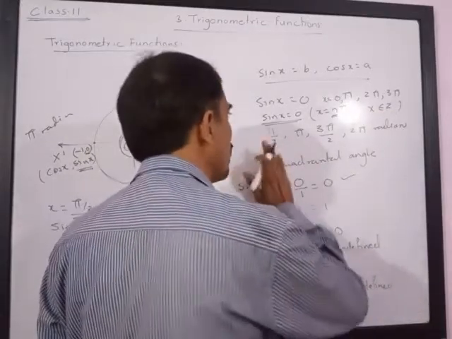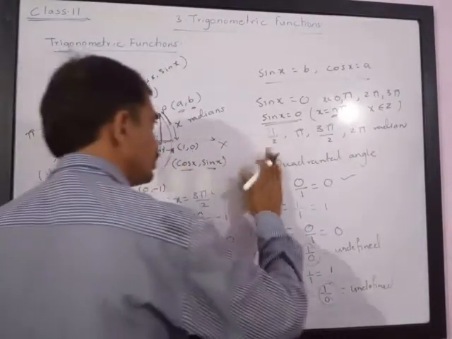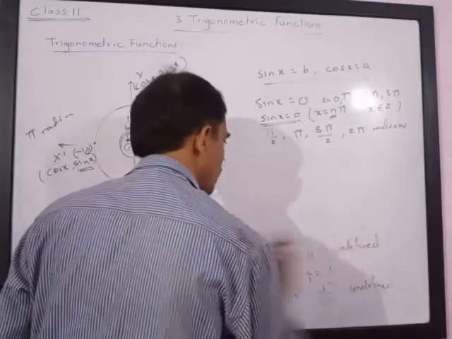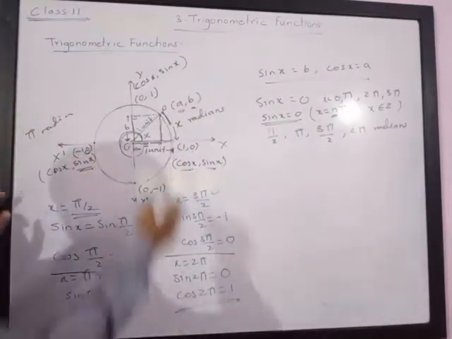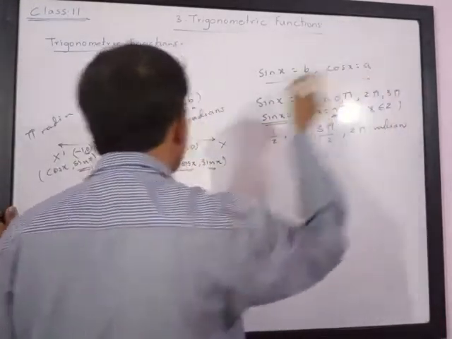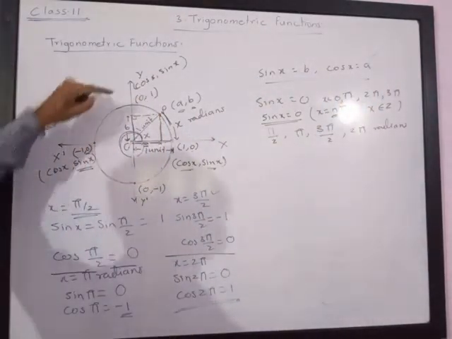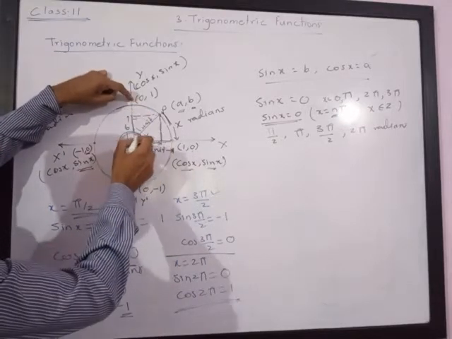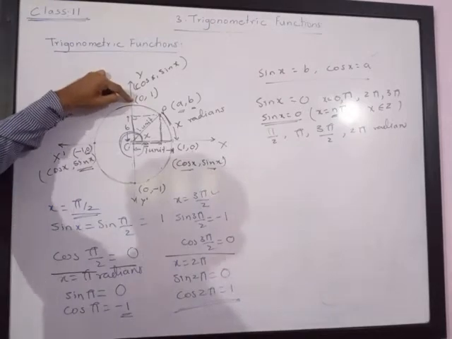Now let us see what happens with cos x. If I erase this part, I will get a place to write. Cos is the x coordinate for the unit circle. So cos x becomes 0 when the angle is pi by 2, that is 90 degrees. In degrees it is 90 degrees, in radians it is pi by 2 radians.